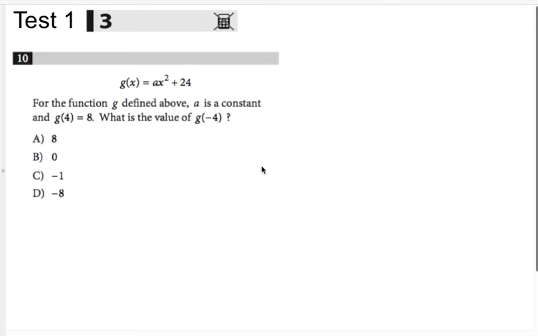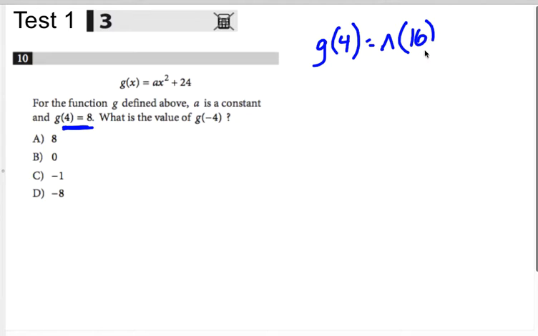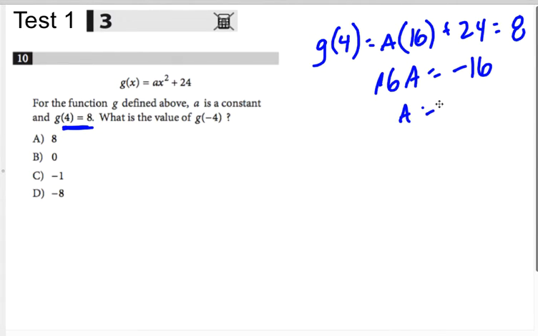Okay, so we know a is a constant, right? And we know what g(4) is. It's 8. So I can use this to find a, right? So g(4) would be a times 4 squared plus 24, and we know that g(4) is 8. So I think I get that 16a is -16, and then I think I get a is -1.